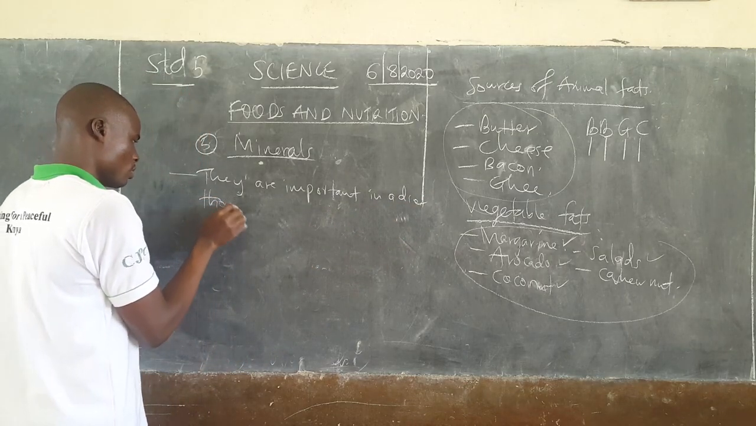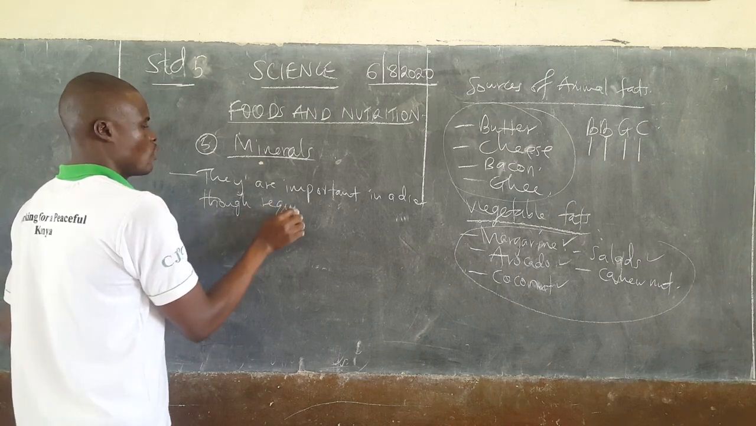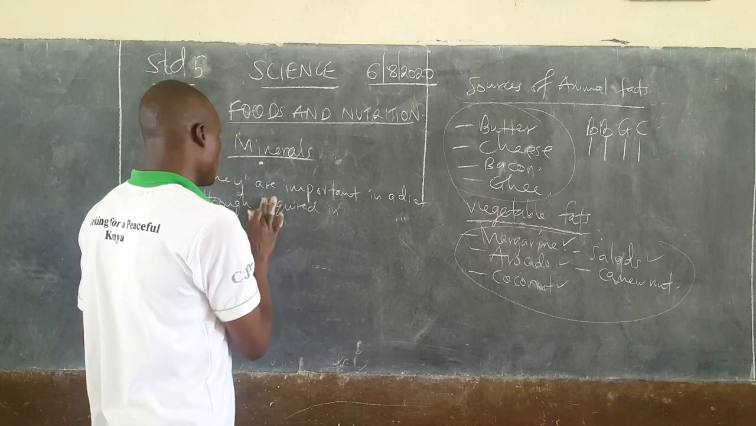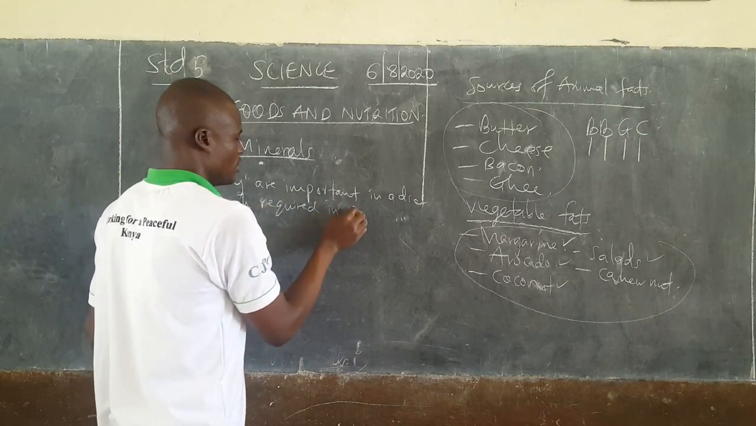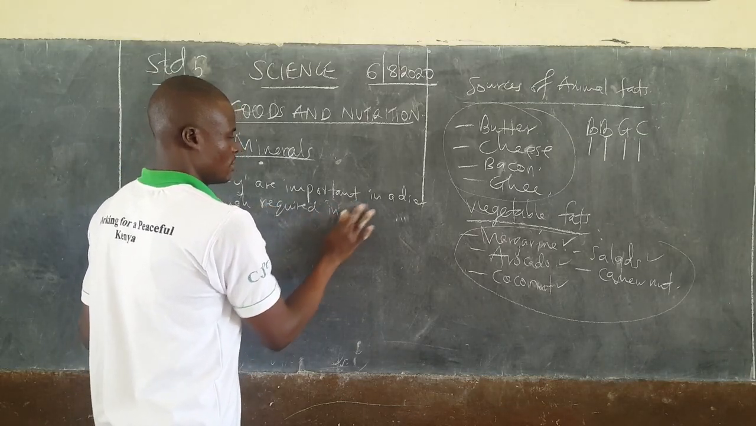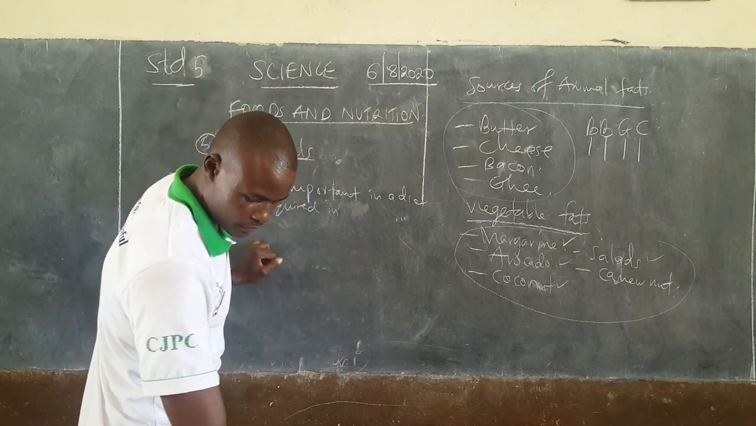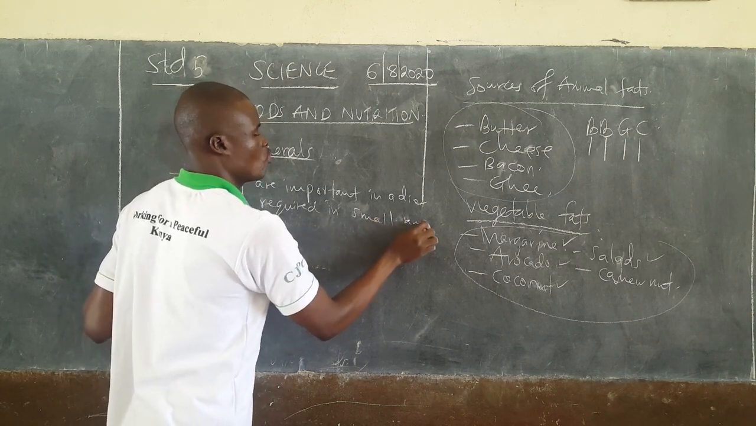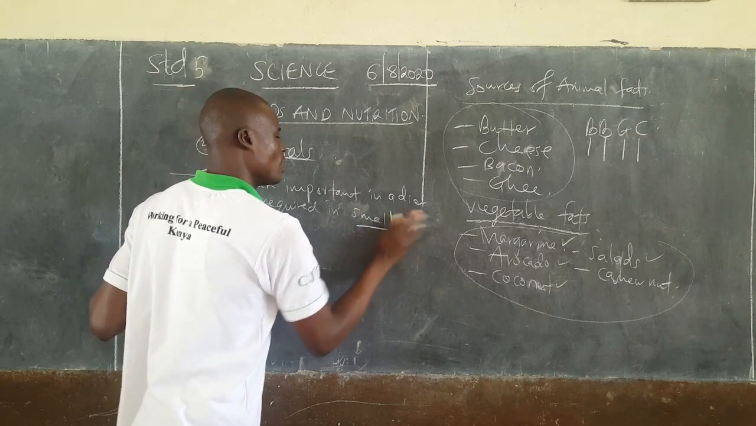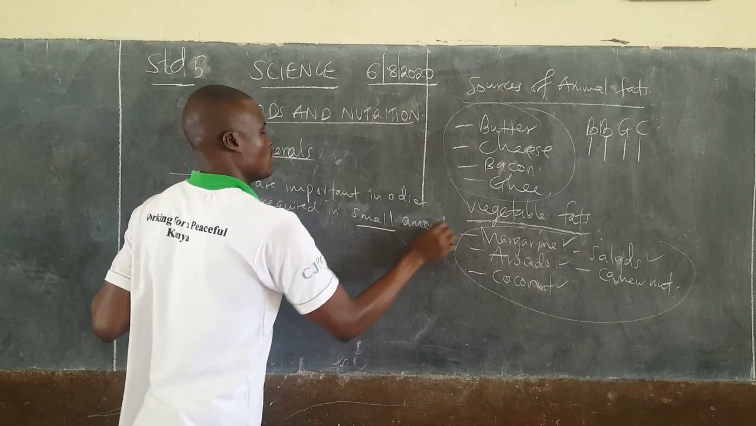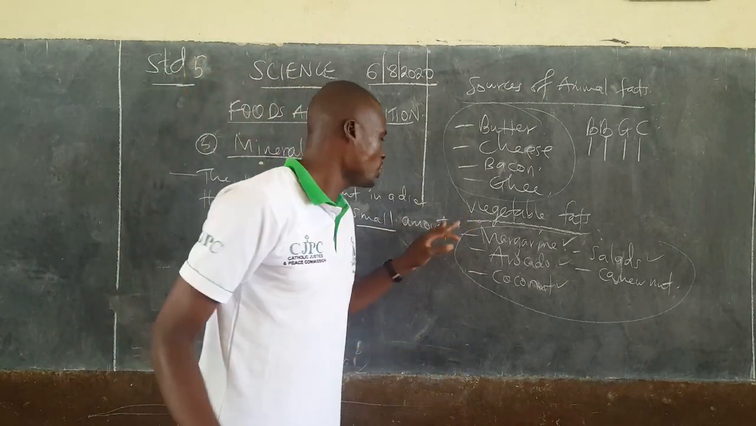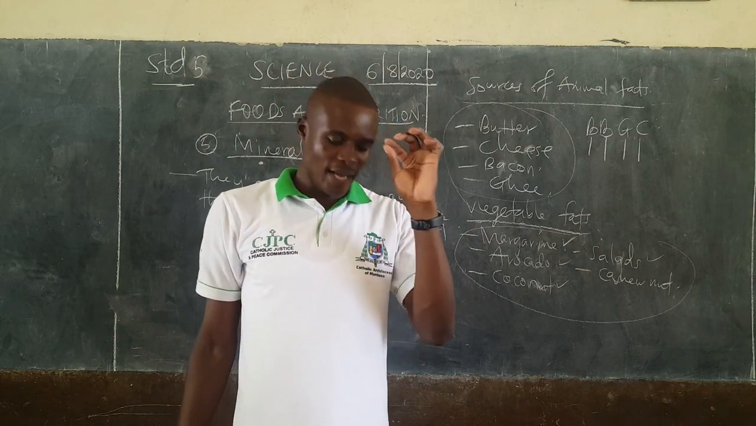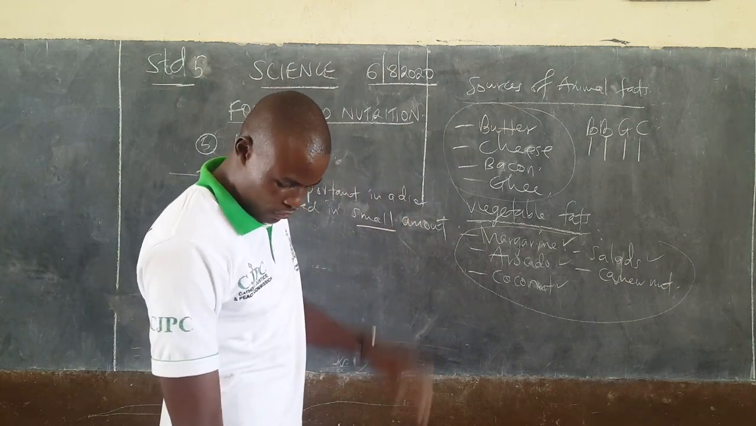Though required in small amount or quantity. We require them in small amount or small quantity. We don't eat them like proteins. Proteins require a lot in our body, but for minerals we require them in just a controlled amount.